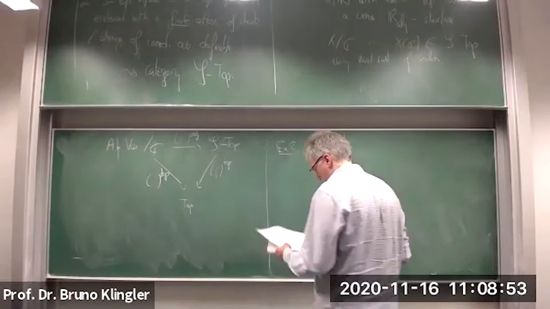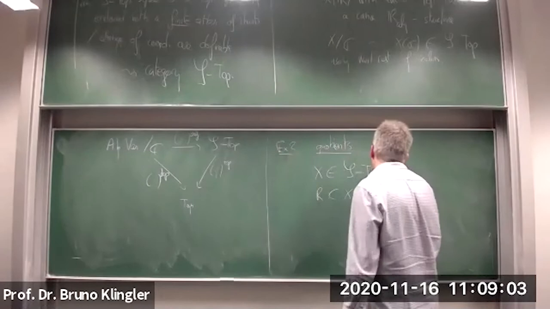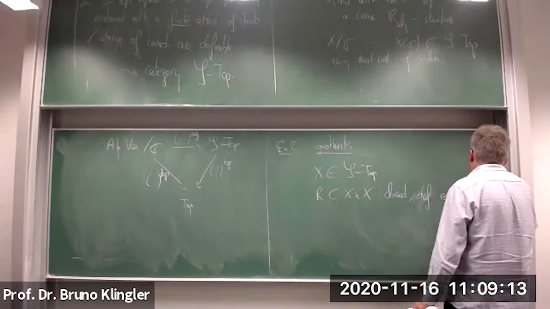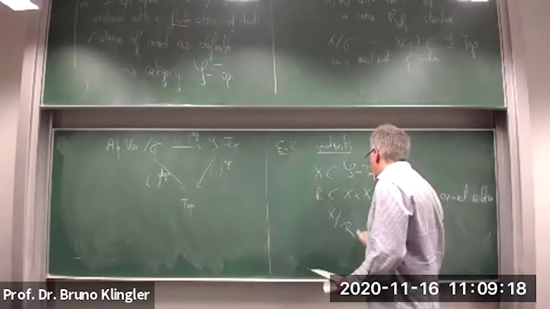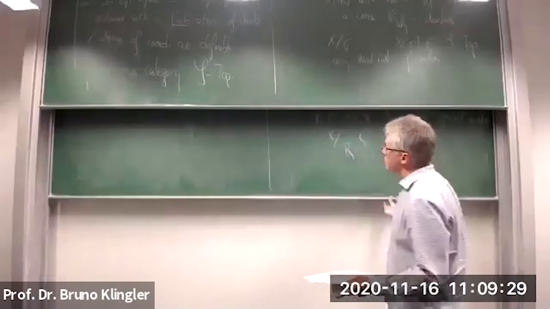Another example that is important is how to proceed with quotients in this category. So suppose you have X, a space with an S-definable structure, and suppose you have an equivalence relation R, which is closed and definable. So you would like to define X mod R as an object in your category. And well, you have to put some conditions on the equivalence relation for this to be true.